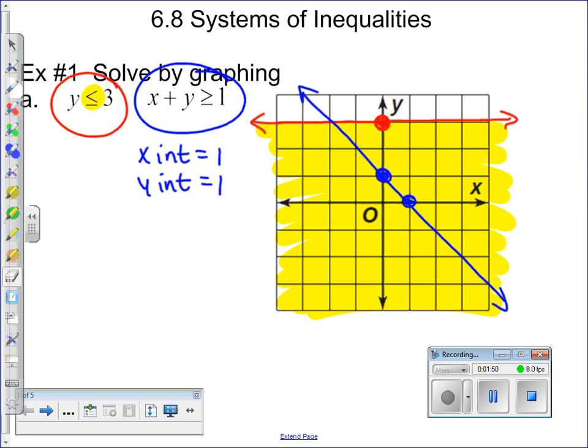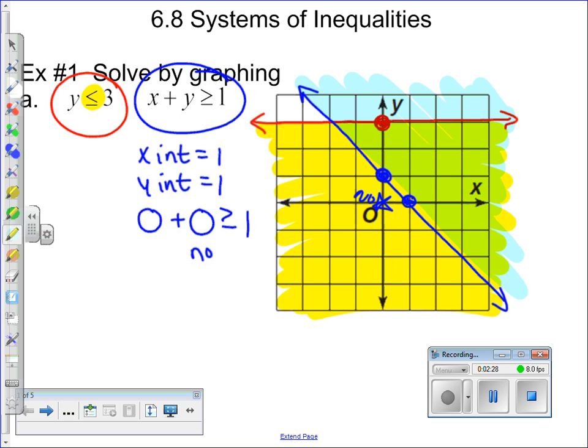Now, it's not as easy as up and down or left and right when shading here. Instead, we're going to need to plug in a point. So the easiest point we have is 0, 0. So I put a star there. So I'm going to take 0 for x, 0 for y, and plug it in. Is 0 plus 0 greater than 1? No, it's not. So don't shade over top of your star. Shade away from your star. So shade now differently, over and up and to the right.